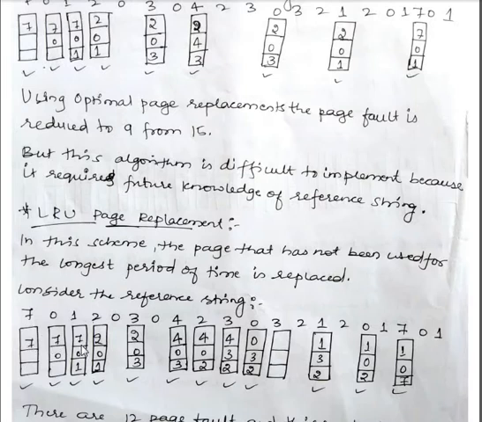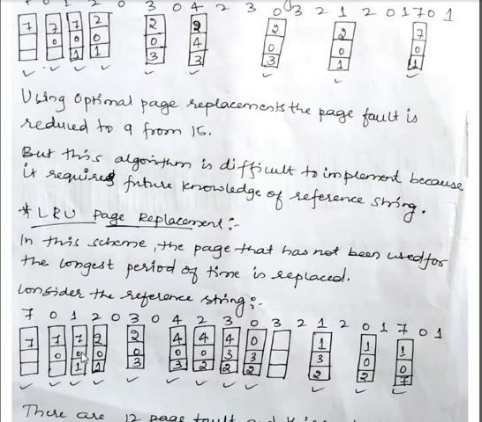So the first 3 faults are obvious, that is there will be no pages in the memory, so it will cause a page fault. First 3 pages will be brought in. What about the next one? See here now. Next reference is 2 here. So among 7, 0 and 1, which is to be replaced? Replace that which was not used for a long time previously.